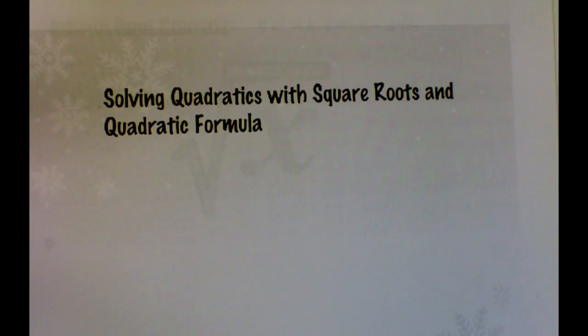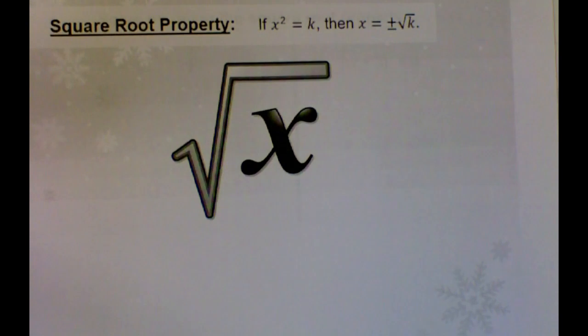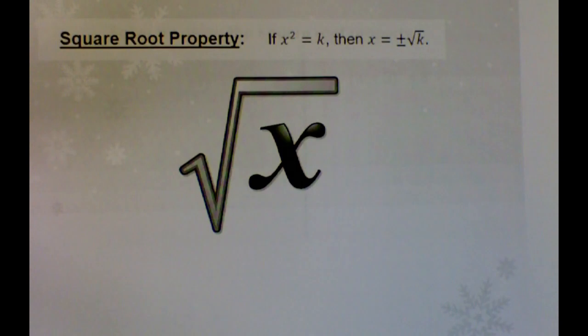All right, today we're doing a refresher on solving quadratics with square roots and the quadratic formula. So first off, we have the square root property. If x squared is equal to k, then x is equal to positive or negative square root of k. Remember, you need that plus or minus.